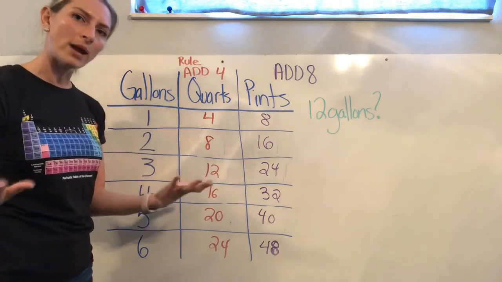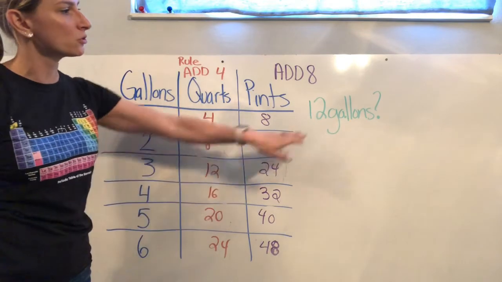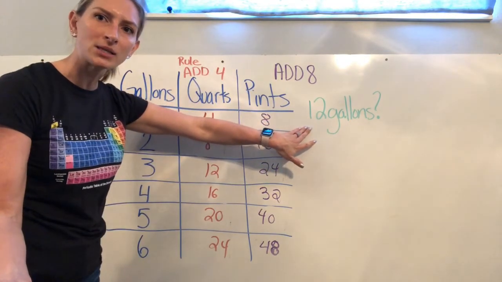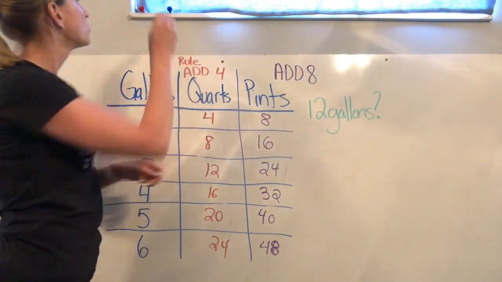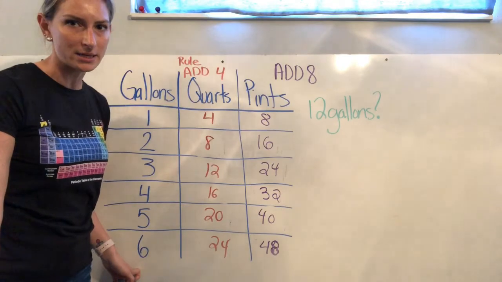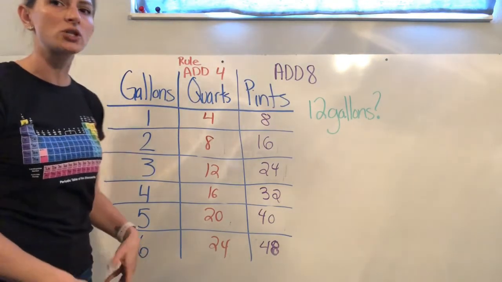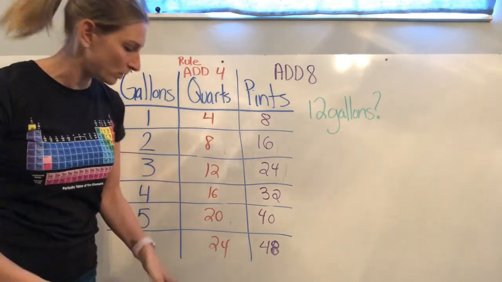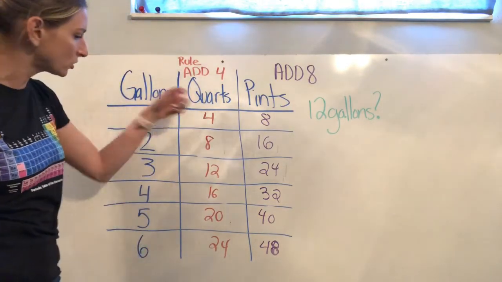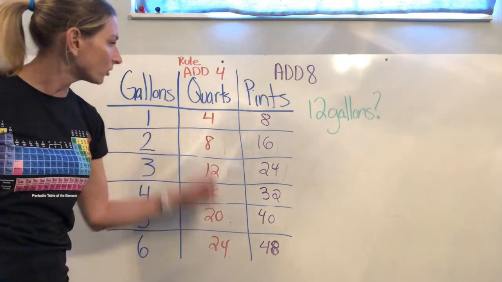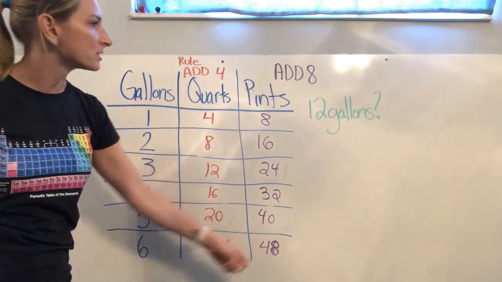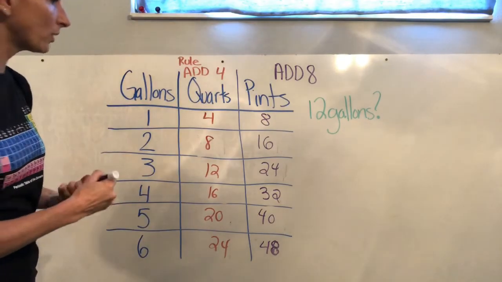So now we need to do some calculations because there's a question that you have to solve that asks, well, how many pints and quarts are in 12 gallons? So I don't have 12 gallons on my table. I only go up to 6. So just like we talked yesterday, you don't have to continue the table on. You could go all the way down to 12? You absolutely could, and just keep counting by your 4s in your quarts and your 8s in your pints. So let's talk about if we had 12 gallons.